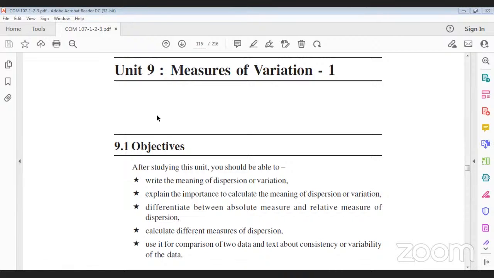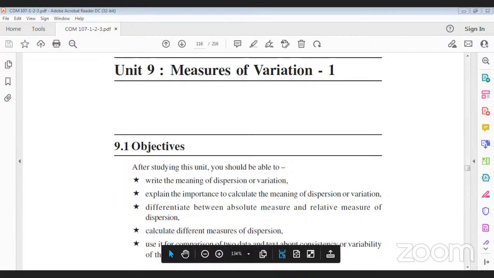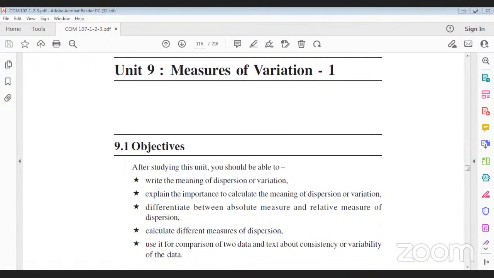There are 4 measures of dispersion: range, quartile deviation, mean deviation, and standard deviation. Range is just the difference between the highest and lowest value of the data. It is called range. The formula is H minus L, where H is the highest value and L is the lowest value. For comparison, you require relative measures such as the coefficient of range also. The formula for the coefficient of range is H minus L upon H plus L.